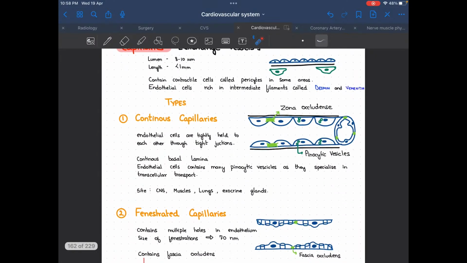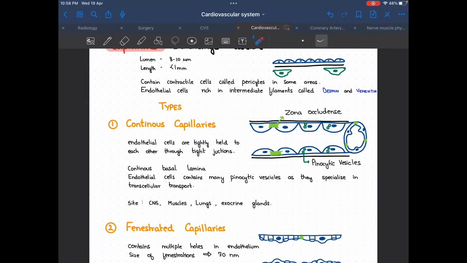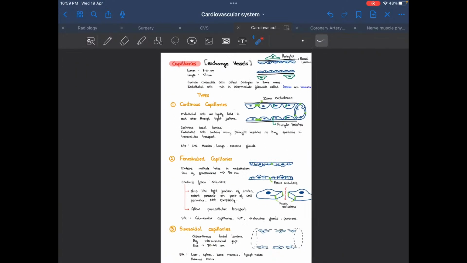And what about your continuous capillaries? In continuous capillaries, mainly you have tight junctions between the cells. So you have a continuous basal lamina and tight junctions between them. But they might also contain some pinocytotic vesicles, through which we can have endocytosis and exocytosis, and through that our exchange occurs across these continuous capillaries. Mainly they're present in the CNS, the muscles, lungs, and your exocrine glands. Okay, I hope I'm clear.